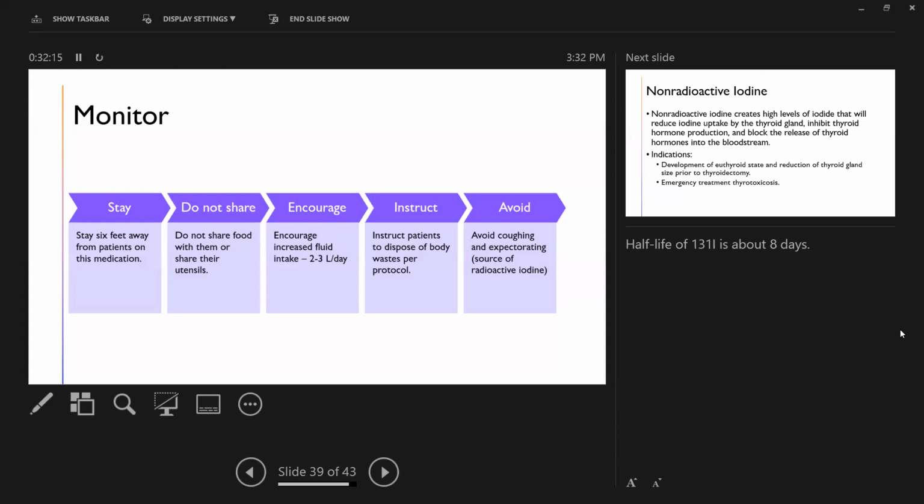Stay at least 6 feet away from the patient who's on the radioactive medication. Also, tell the patient to make sure their family members, particularly children, stay more than 6 feet away from patients on this medication. Don't share food with them. Don't share bedding with them. Make sure their clothes are not touched by the children.